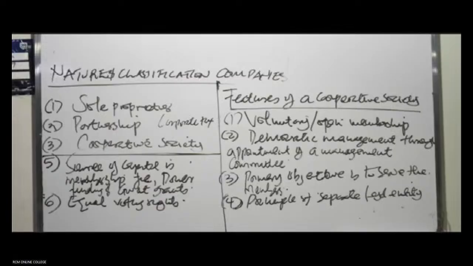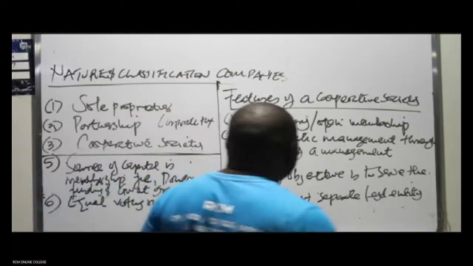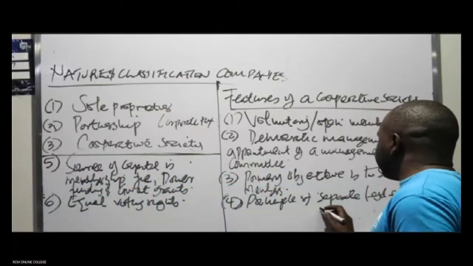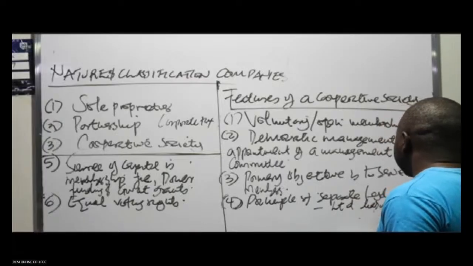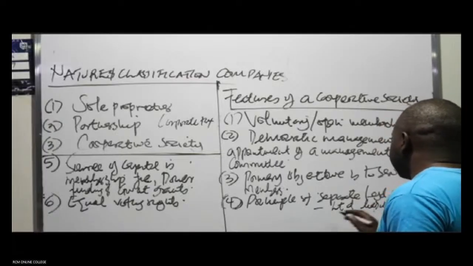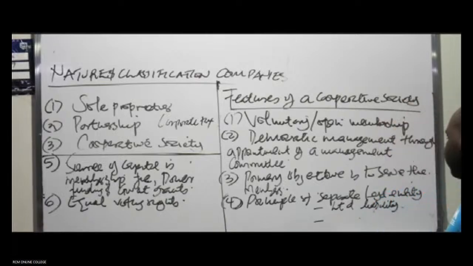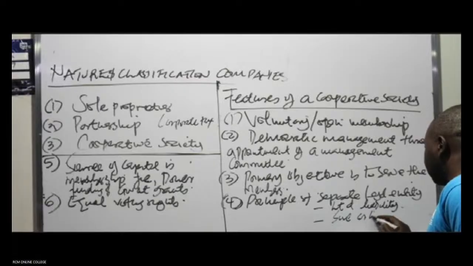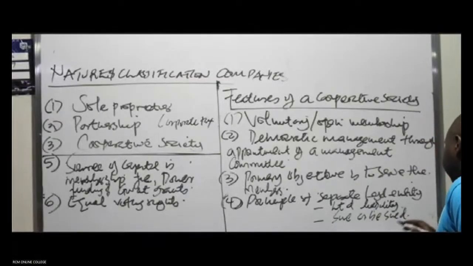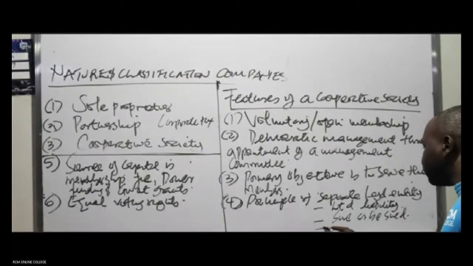Limited liability. When you talk about limited liability, all those other points come here. Limited liability is a result of the principle of separate legal entity. So it can sue or be sued in its own name because this principle does exist. Those are points that emanate from here.